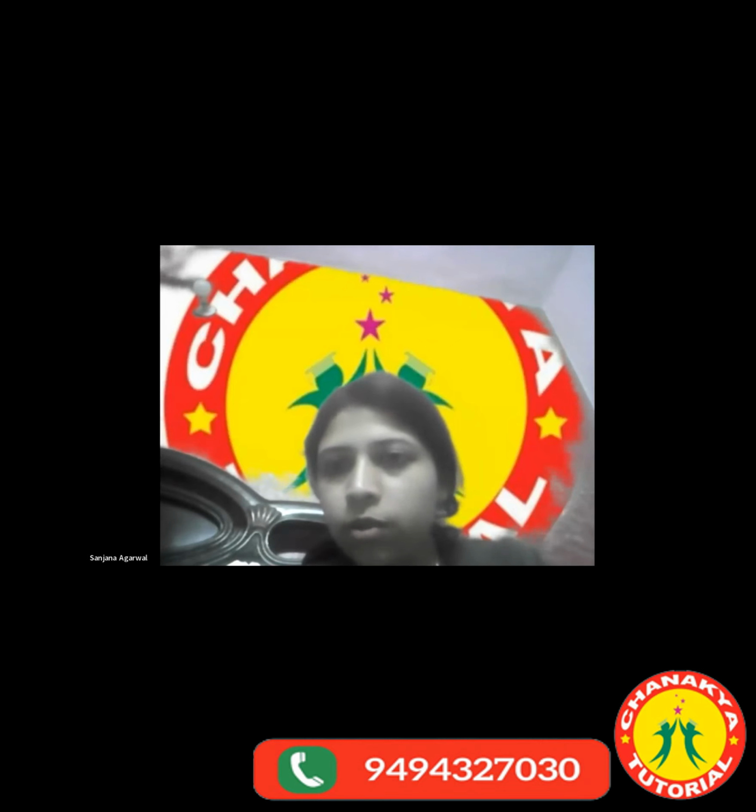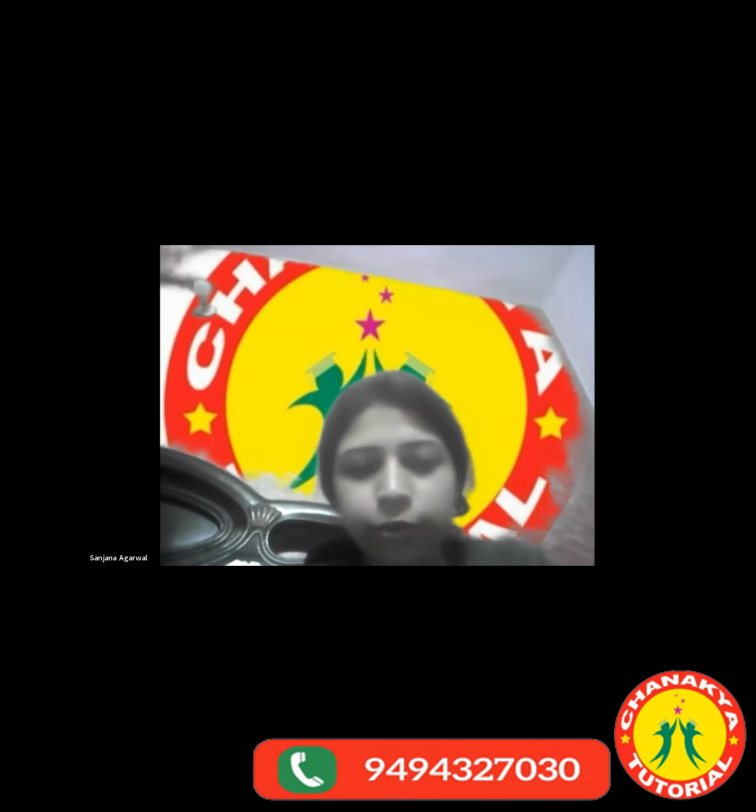Okay. Who is left? Abhinav. Yes, ma'am. What is focal length? Focal length is the distance between the focus and the pole.